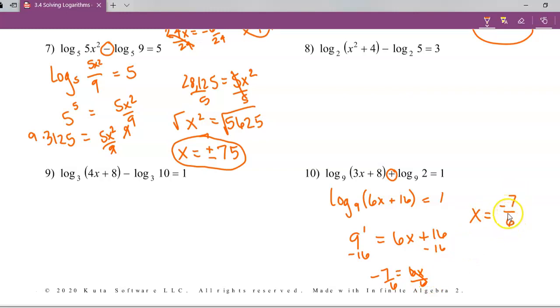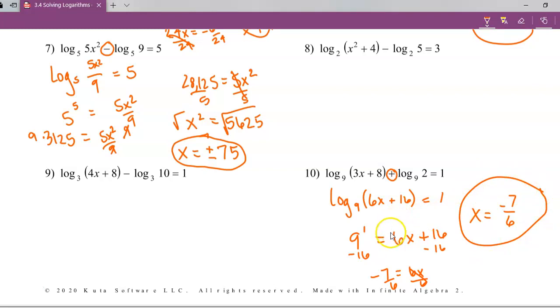If I plug in negative 7 over 6, I need to check that carefully. So 3 times negative 7 over 6, I'm just going to hurry and throw it in my calculator. 3 times negative 7 over 6 is equal to negative 3.5. And because negative 3.5 is smaller than 8, this is going to give me a positive number. When I add 8 to negative 3.5, I'm going to get a positive number. So this is a good solution. It doesn't give me a negative inside.